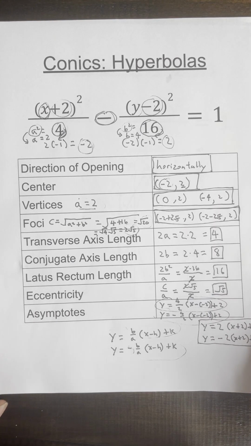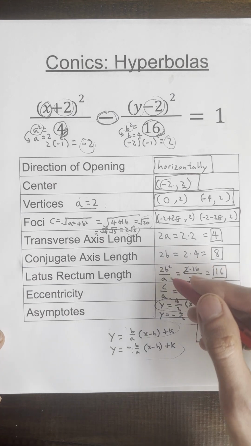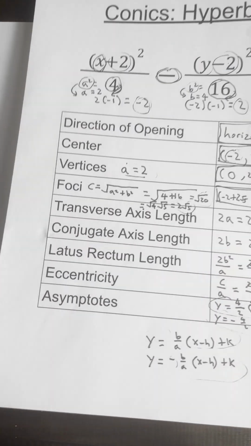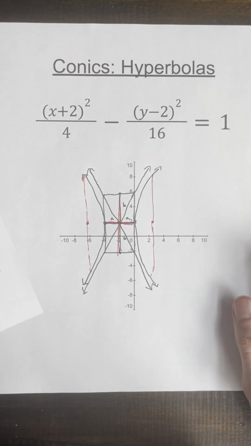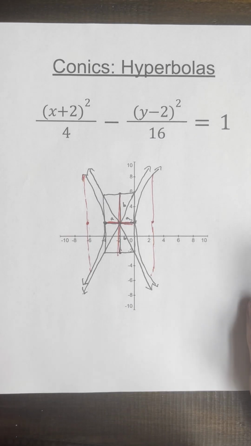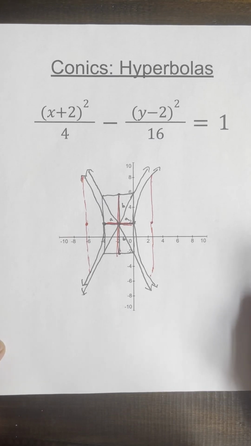I'll explain why the latus rectum length is 2b squared over a in another video. I'll explain why all these formulas work in another video, but yeah, let's move on to the next example.